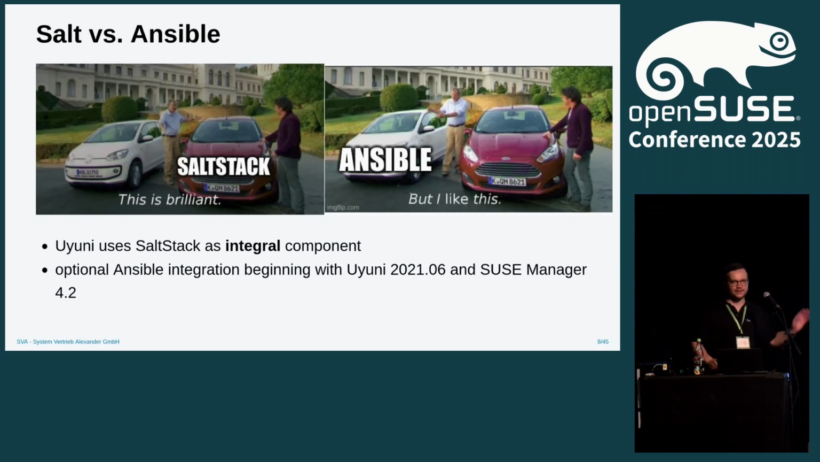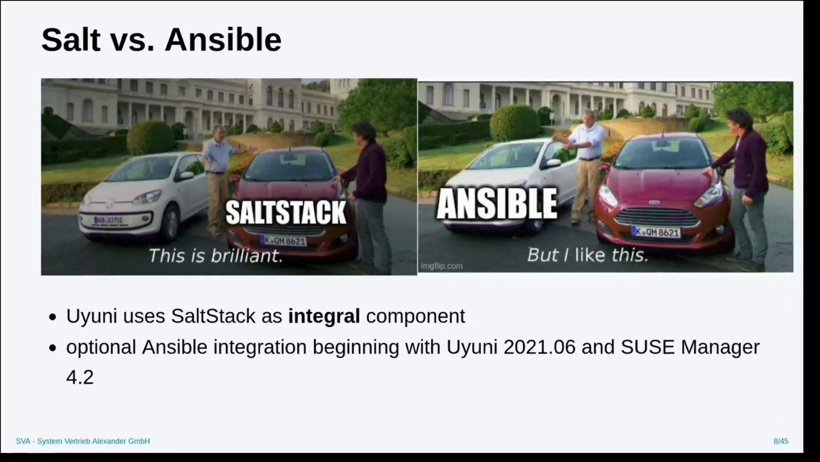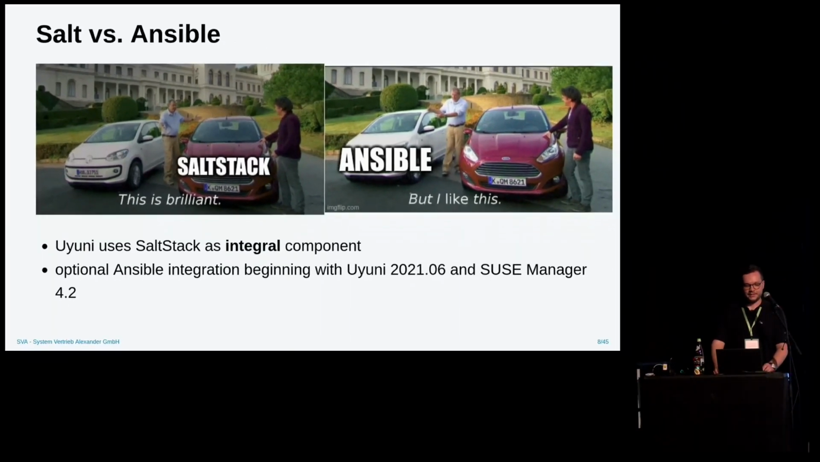Both tools are good. SaltStack is good and Ansible is also good. It depends on your use case, but Uyuni uses SaltStack as an integral component, which is also the reason why it's named Uyuni, because this is the biggest salt desert in Bolivia. So that's a nice, funny wording. I really appreciate that. And Uyuni also started offering an optional Ansible integration beginning with Uyuni 2021-06 and SUSE Manager 4.2. So it's also out there for quite some time.